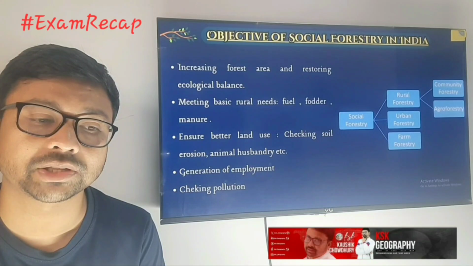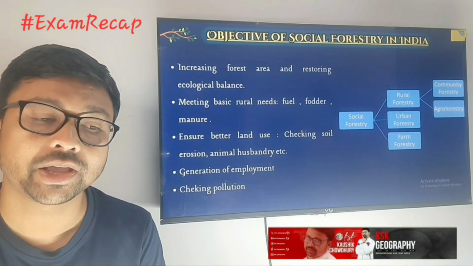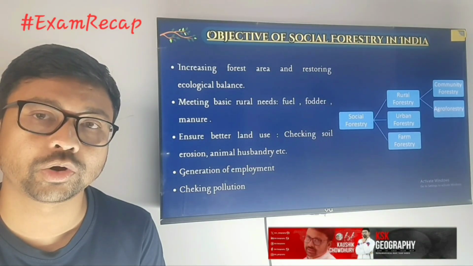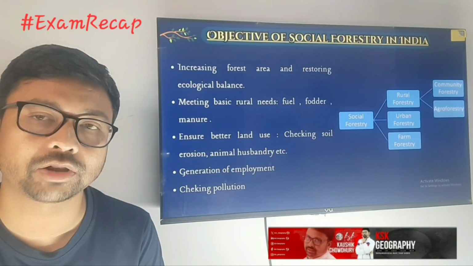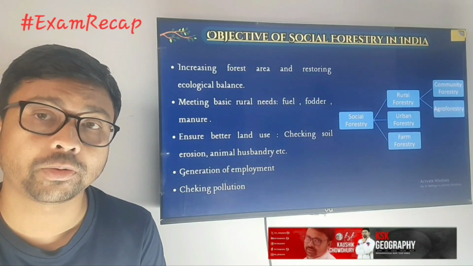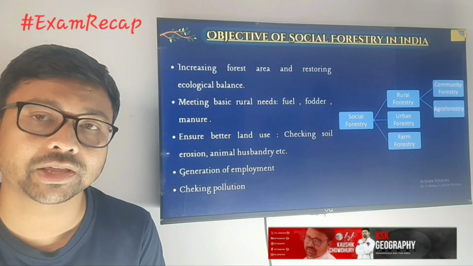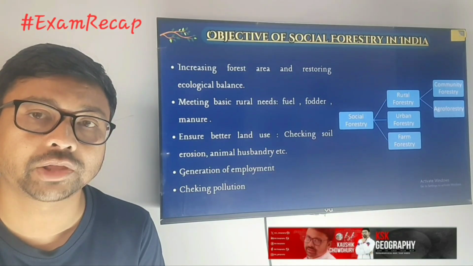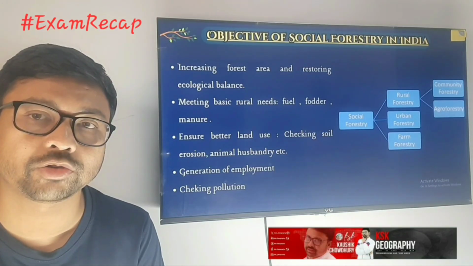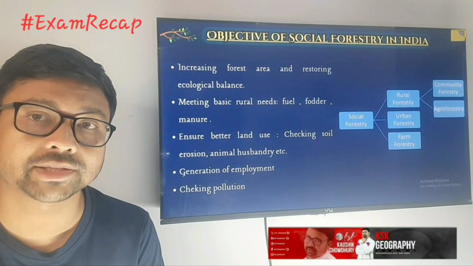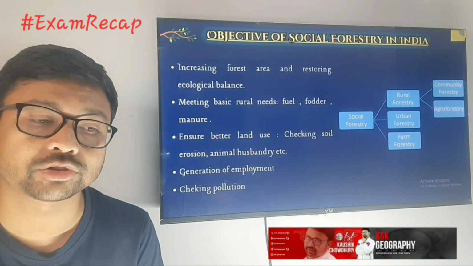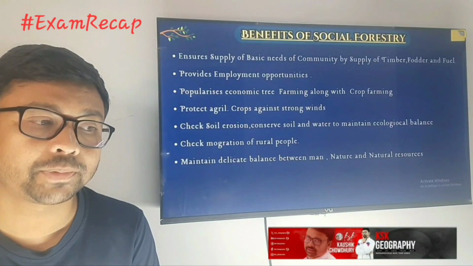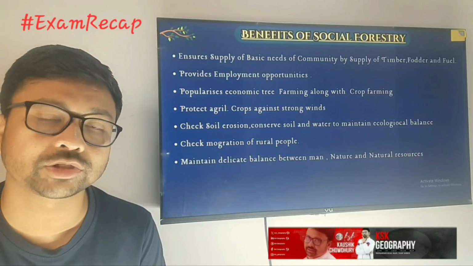Again, here the other important term is called agroforestry. Here the farmers don't need to cultivate trees in their agricultural field. They will only plant the trees along the edges of their agricultural field, along the boundary. So there will be a lot of benefit, like it will protect their field from soil erosion. The trees will provide humus materials to the soil, as well as provide shade to the farmers. So here the benefits of social forestry we have already discussed.